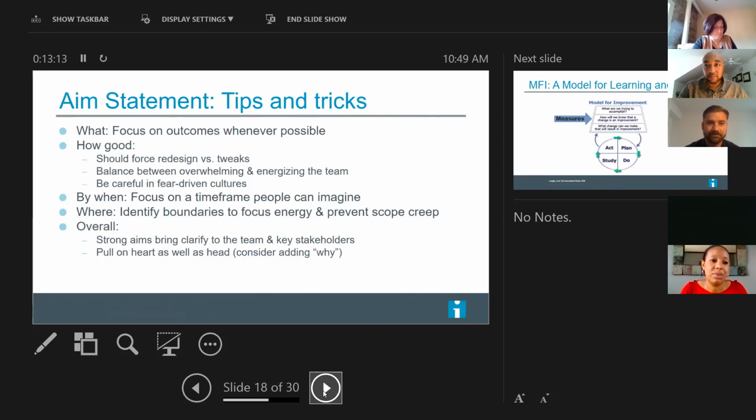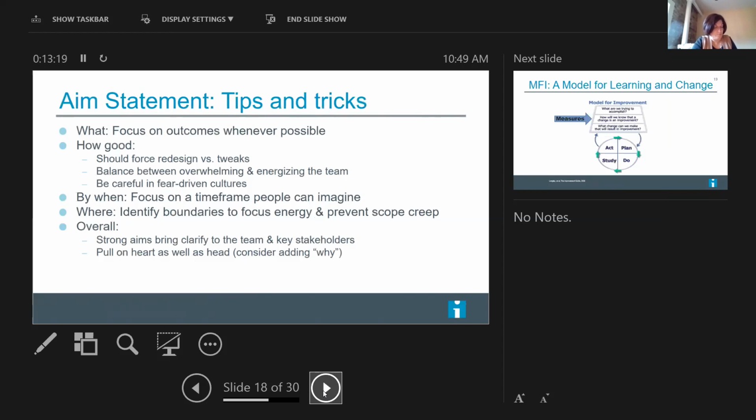By when? I think focusing on a time frame that people can actually imagine. They're not thinking, oh, I think I'll be retired by then, right? We're really thinking about what is a near-term goal that we can work on. And then I think it's really helpful to figure out the boundaries to help you focus energy and prevent scope creep. So it may be that you're really focused on closing one gap or one inequity, right?